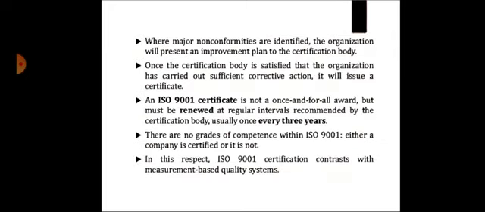Where major non-conformities are identified, the organization will present an improvement plan to the certification body. Once the certification body is satisfied that the organization has carried out sufficient corrective action, it will issue a certificate. An ISO 9001 certificate is not a once and for all award, but must be renewed at regular intervals recommended by the certification body, usually once every 3 years.